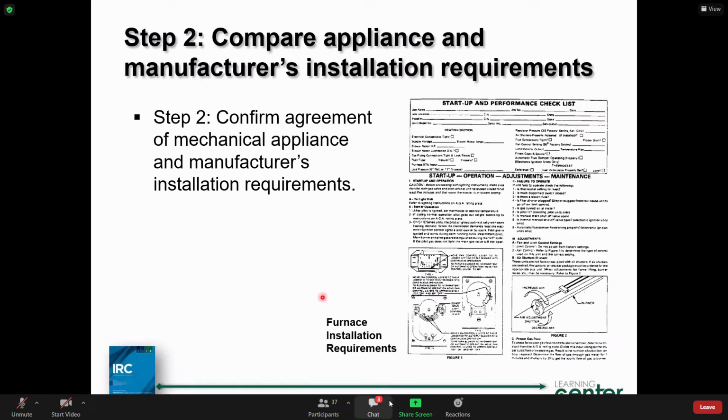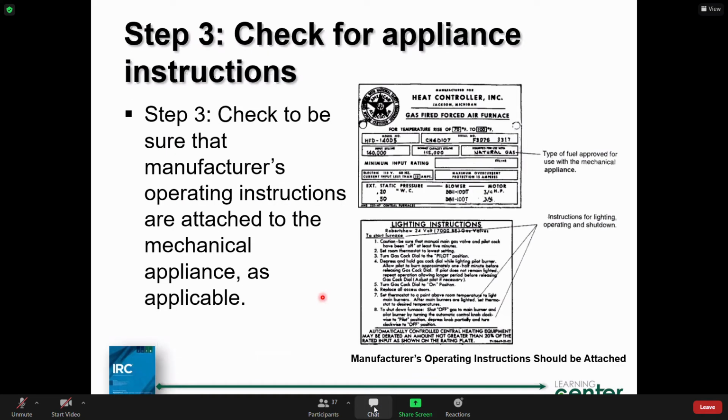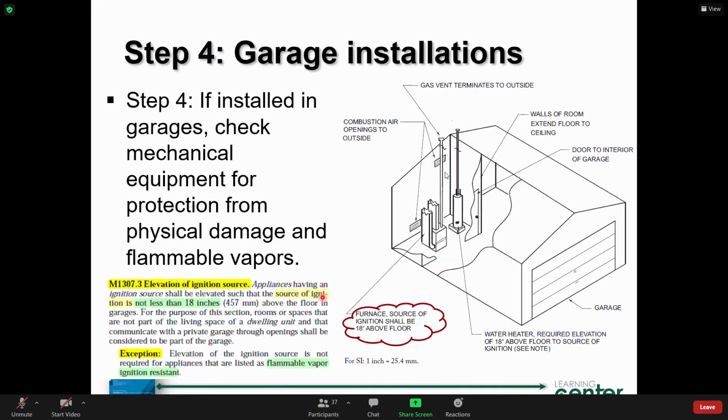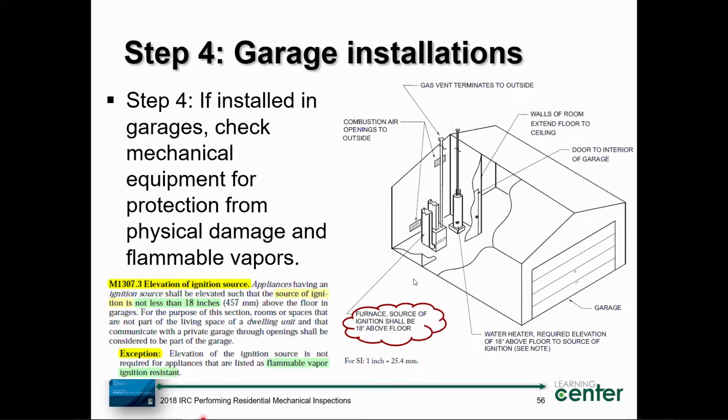All right. Let me go on, and we already checked that. Here's where we are right here. Step 4, if you follow along in your workbook, you'll come to step 4. This is what we talked about initially. Hey, can I really put an appliance in the garage?